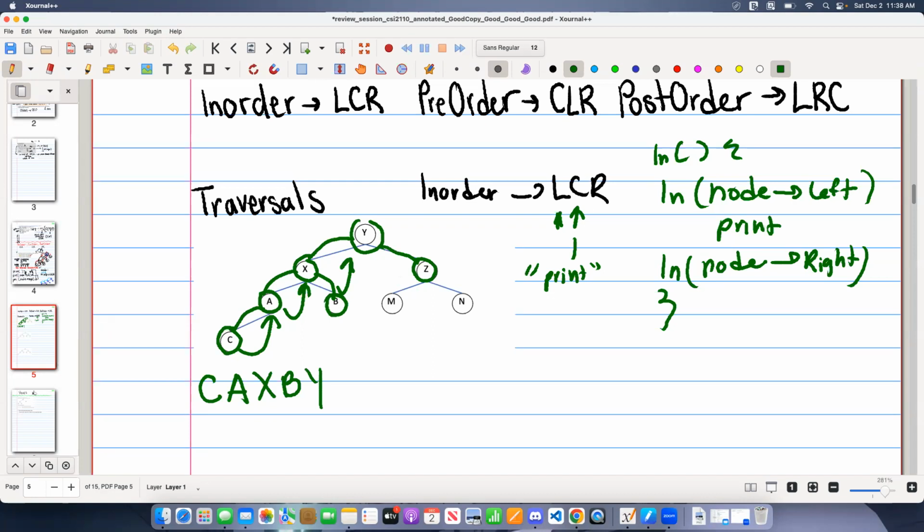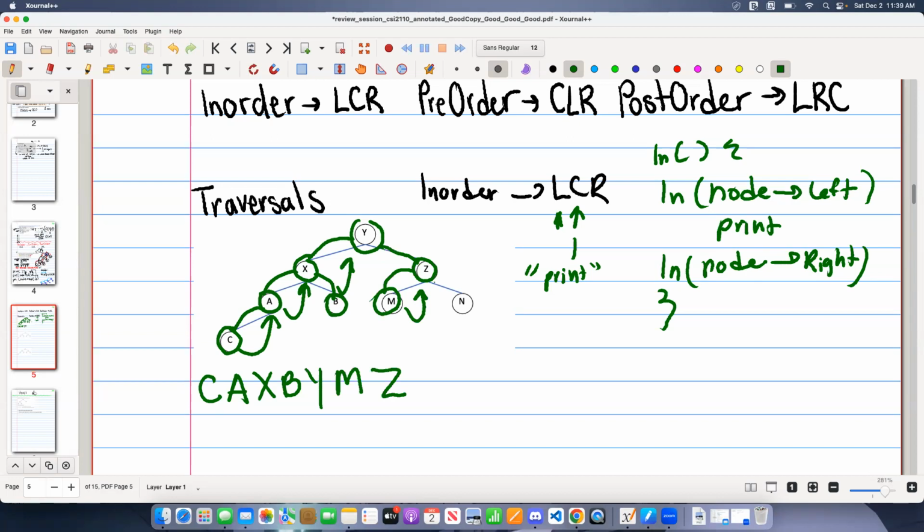Okay. Is there a left to Z? Yes. We go towards the left. Is there a left to M? No. We write M. Is there a right to M? No. Okay. We go back up. Since we're going back up and Z is the center, we write down Z. Okay. Is there a right to Z?